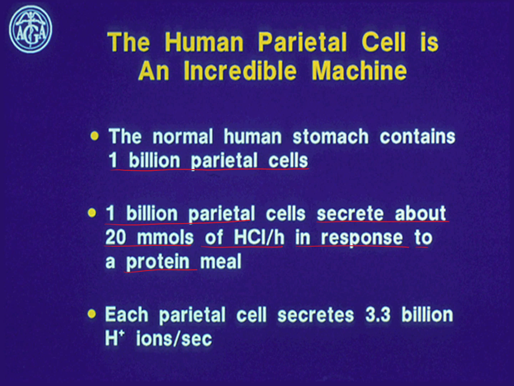The human parietal cell is an incredible machine. The normal stomach contains 1 billion parietal cells, and it is where acid secretion and production take place in the stomach.